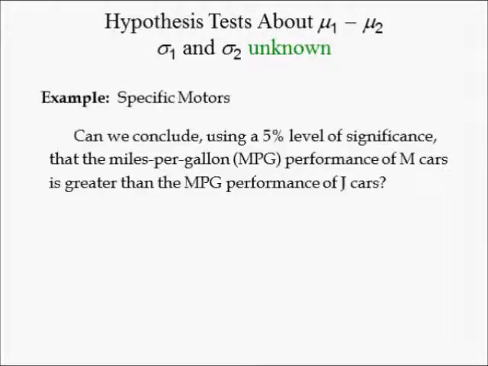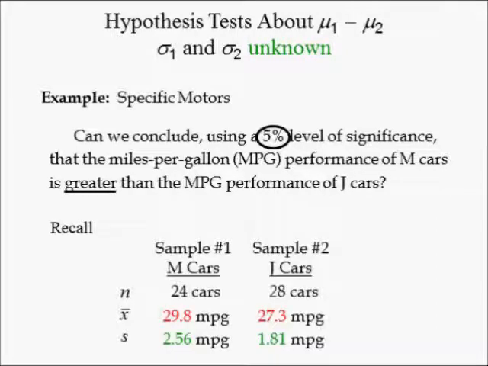Can we conclude, using a 5% level of significance, that the miles per gallon performance of M cars is greater than the miles per gallon performance of J cars? The phrase "miles per gallon performance of M cars is greater than miles per gallon performance of J cars" represents the alternative hypothesis.